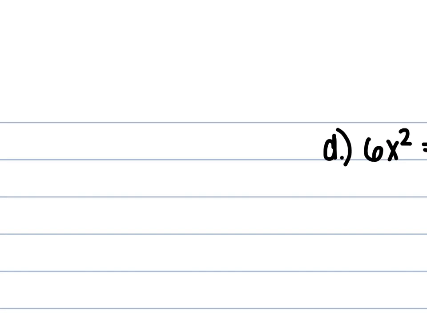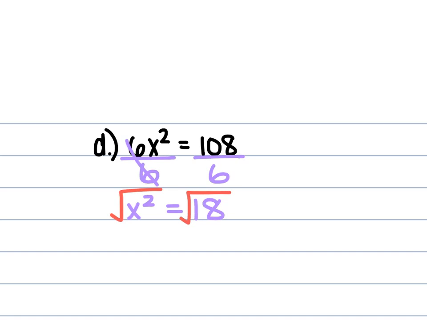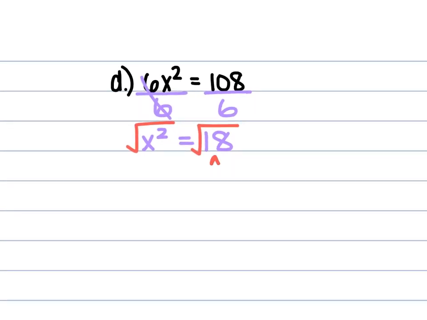For D, we have 6x squared is equal to 108. We're going to divide each side by 6. We're going to have x squared is equal to 6 goes into 10 one time with 4 left over. 6 goes into 48 8 times. So we're going to have to take the square root of both sides. Now, we don't know what the square root of 18 is, so find the prime factorization of it. You have 9 and 2. That 9 factors out to be 3 and 3.